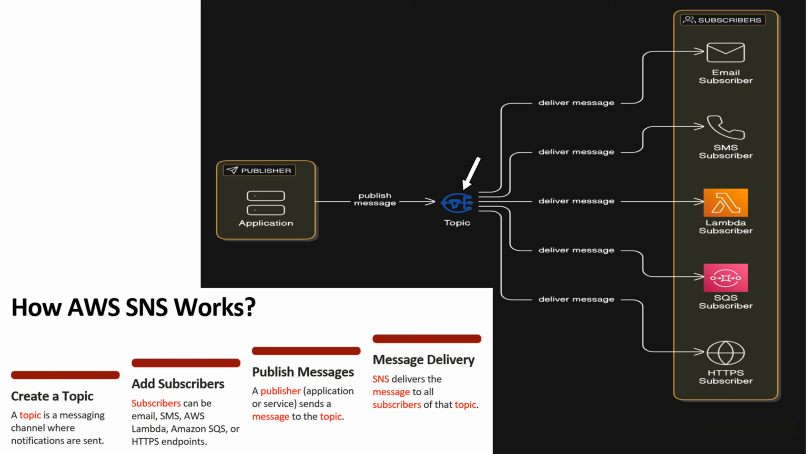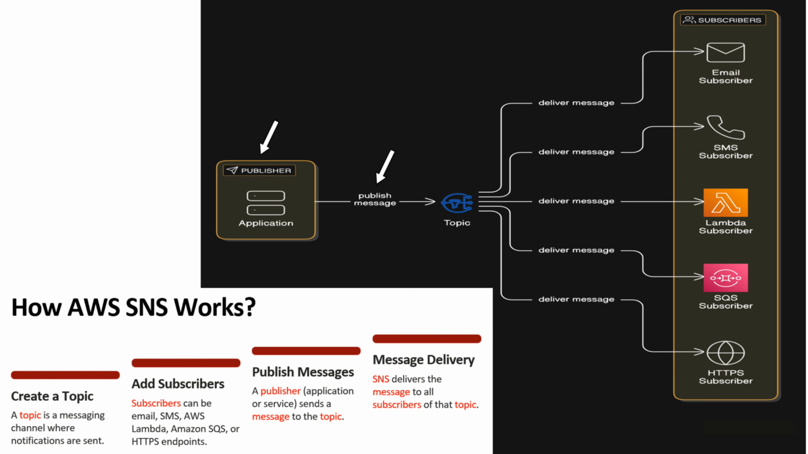First we have to create a topic. A topic is a messaging channel where notifications are sent. Then you have to add the subscribers. Subscribers can be email, SMS, AWS Lambda, Amazon SQS, or HTTPS endpoints.